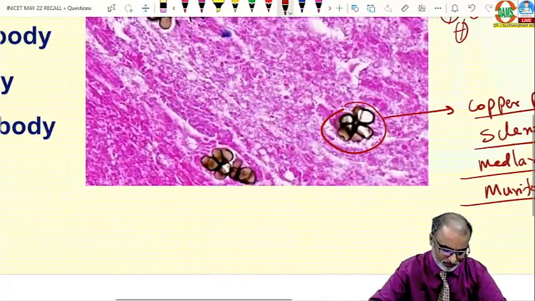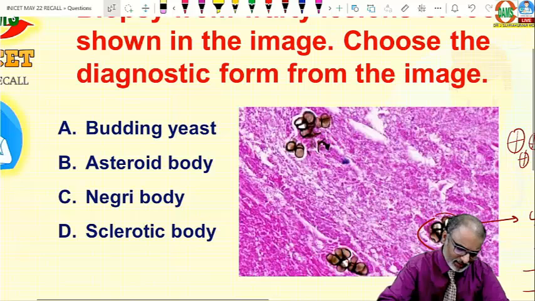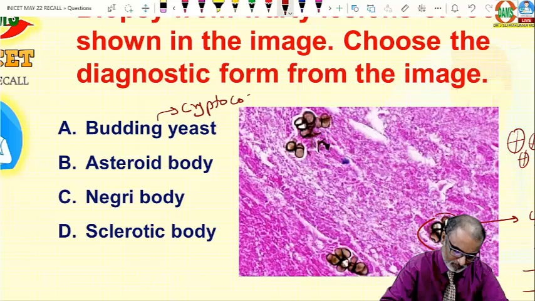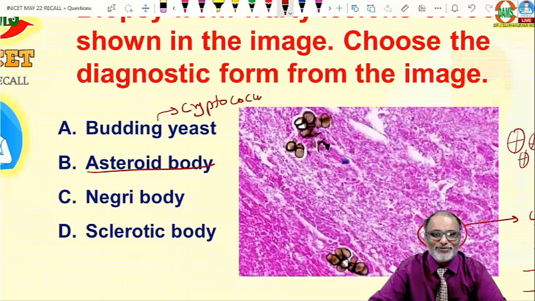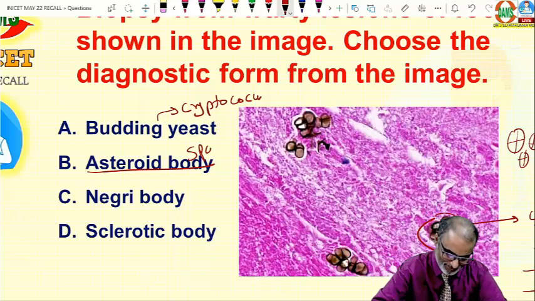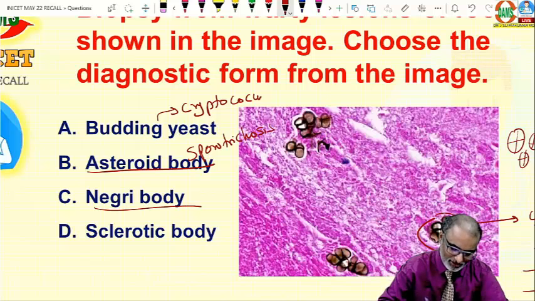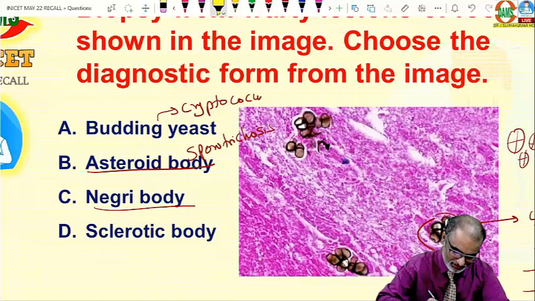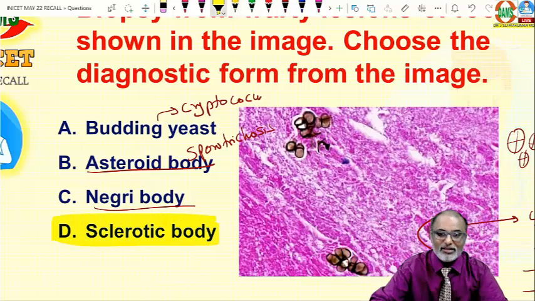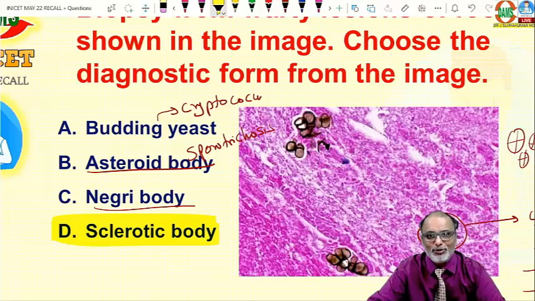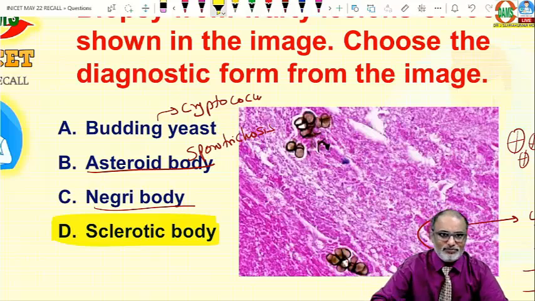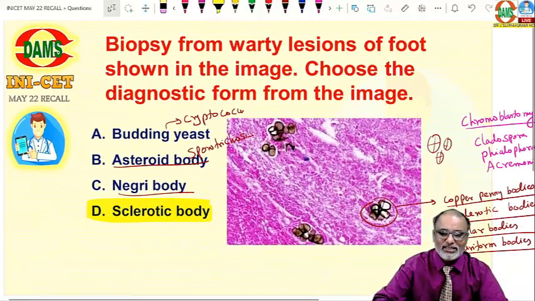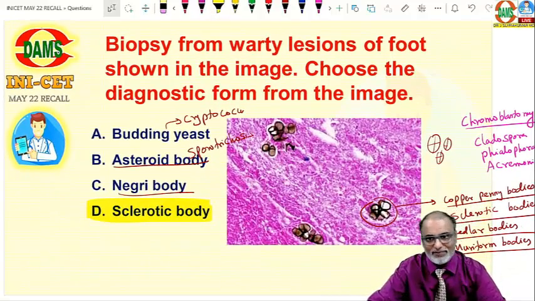See here, the option budding yeast, you can see in Cryptococcus. Asteroid bodies are diagnostic of sporotrichosis. Negri bodies, rabies. So it is the sclerotic body. What are the other names? Copper penny, medlar or muriform bodies, diagnostic of chromoblastomycosis. It is a subcutaneous fungal infection.